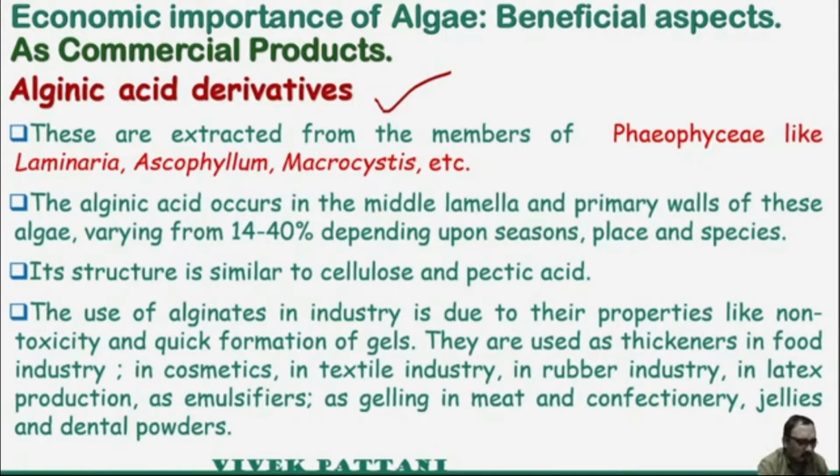The structure is similar to that of cellulose, and alginates are used in various industries due to properties like non-toxicity and quick formation of gels. They are also used as thickeners in the food industry, in cosmetics, as well as the textile industry, and in the rubber industry as well as in latex production, as emulsifiers, as gelling agents in meat and confectionaries and jellies, as well as in dental powders.